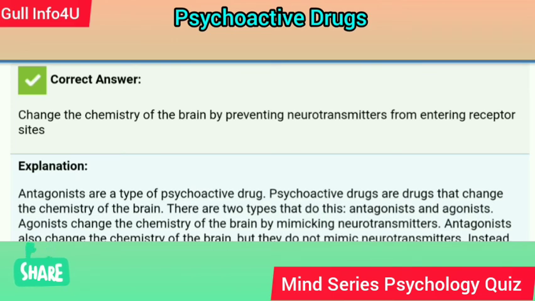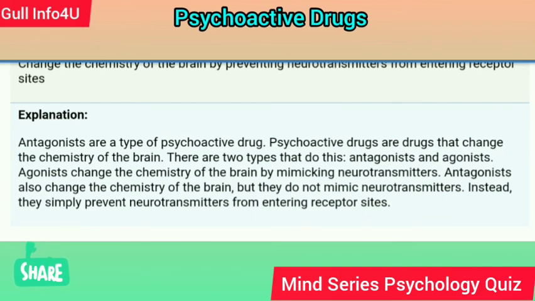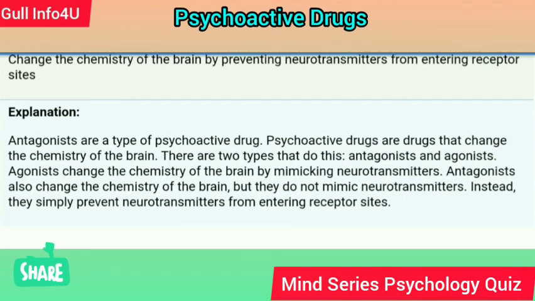The correct answer: change the chemistry of the brain by preventing neurotransmitters from entering receptor sites. Why is it correct? Because antagonists are a type of psychoactive drug. Psychoactive drugs are drugs that change the chemistry of the brain. There are two types that do this: antagonists and agonists. Agonists change the chemistry of the brain by mimicking neurotransmitters. Antagonists also change the chemistry of the brain, but they do not mimic neurotransmitters. Instead, they simply prevent neurotransmitters from entering receptor sites.